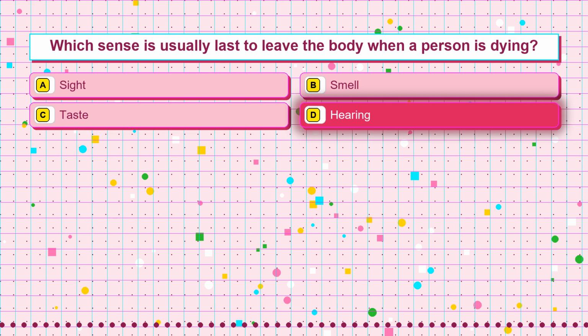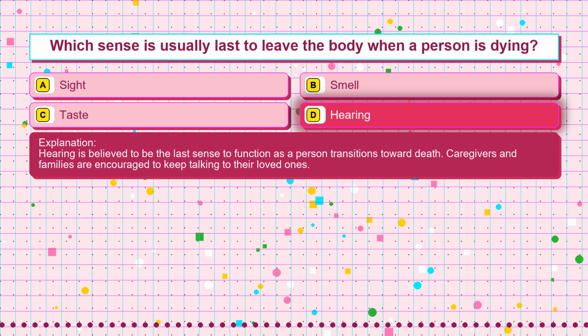The correct answer is option D, hearing. Hearing is believed to be the last sense to function as a person transitions toward death. Caregivers and families are encouraged to keep talking to their loved ones.